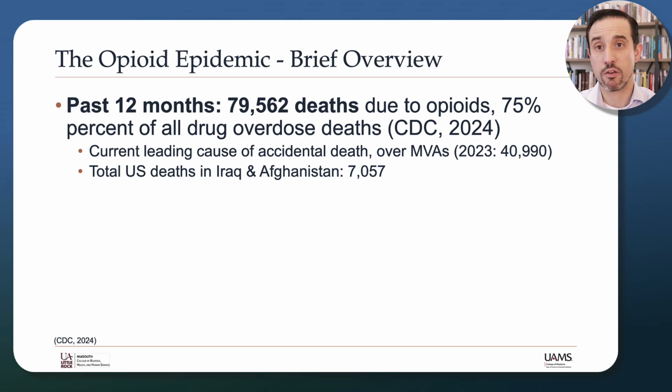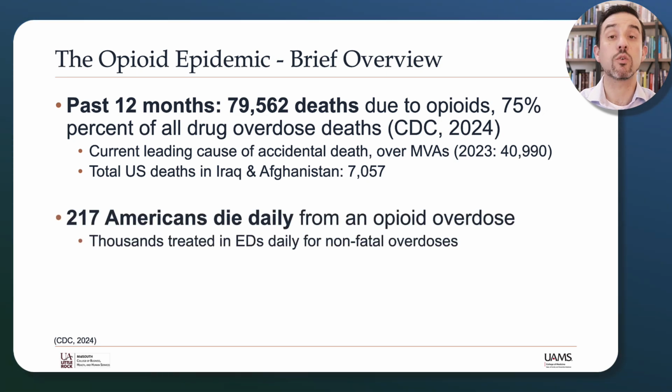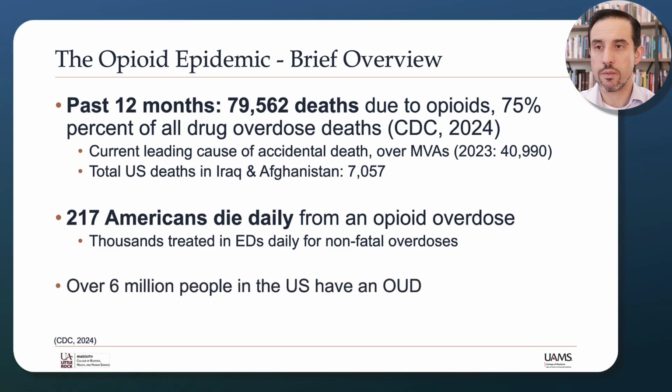A tremendous amount of people dying from accidental overdose, specifically from opioids, and even greater numbers, generally speaking. Another way to think about it, there's 217 people dying daily from this, and then thousands who are treated in emergency departments daily for non-fatal overdoses. And over 6 million people in the United States have an opioid use disorder, or OUD for short.